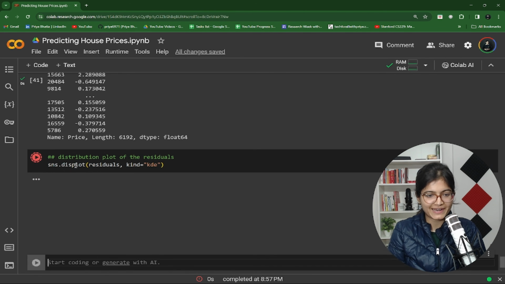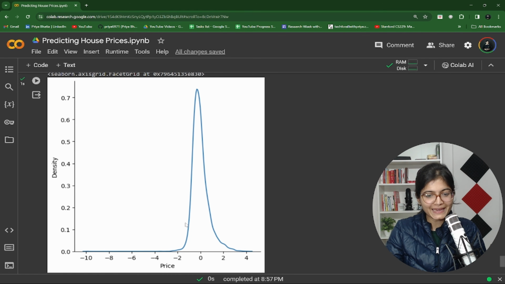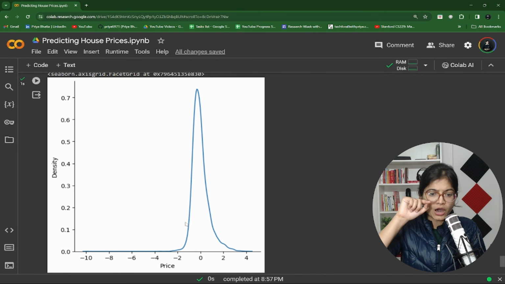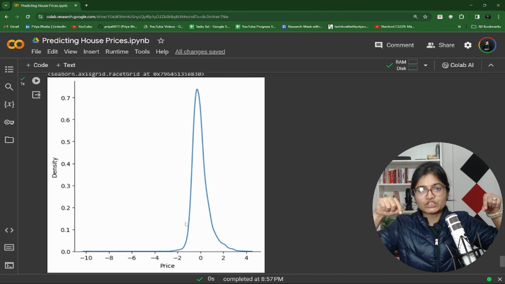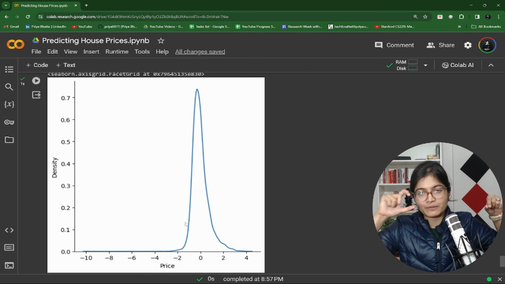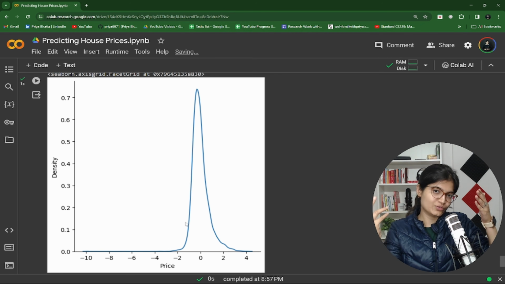This plot, the spelling is wrong. Now I think it should be fine. Can you see that we will be able to get a normal kind of distribution, but there is more inclination in the chart towards the left side.